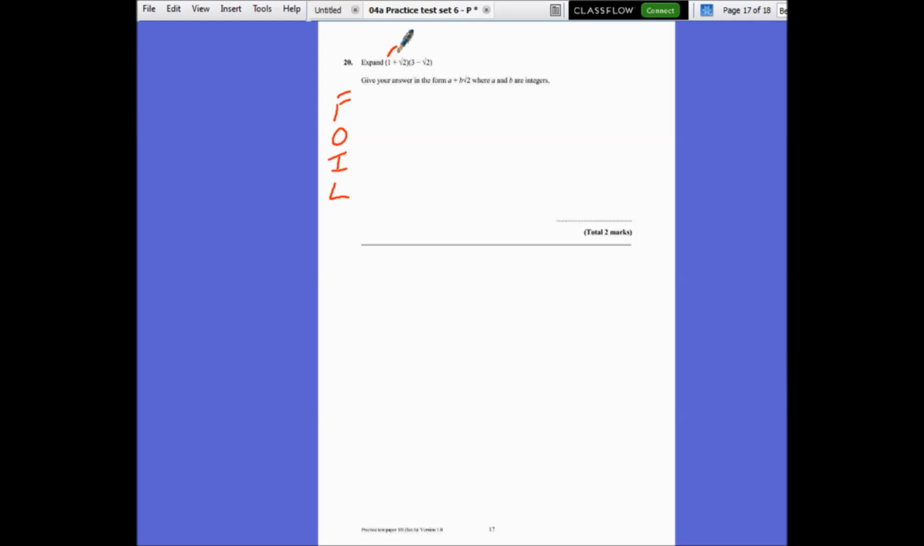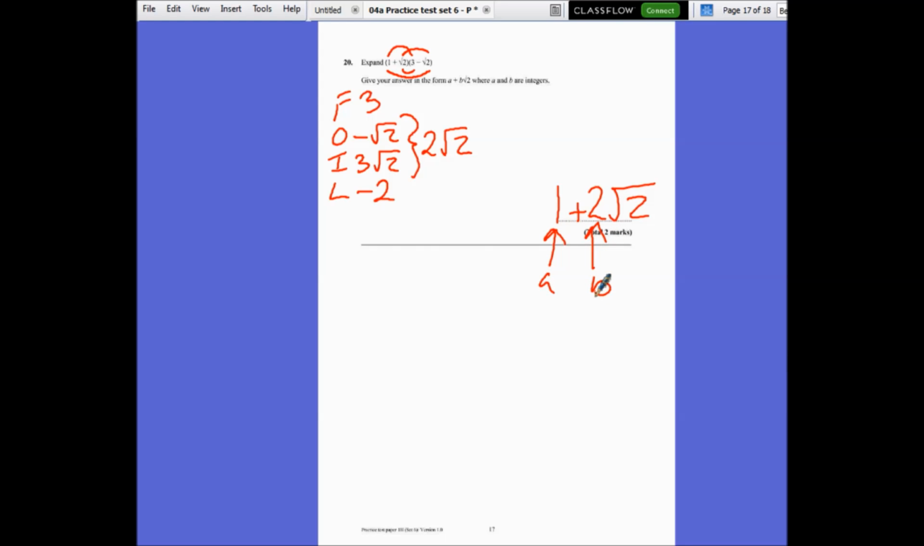So if we do the firsts, 1 times 3 is 3. The outsides, 1 times minus root 2 is minus root 2. The insides, root 2 times 3 is 3 root 2. And then the lasts, we've got root 2 times minus root 2, which will just be minus 2. In the middle, we've got 3 root 2's take away one of them, that would leave us with 2 root 2's. And then we've got 3 take 2 as our whole numbers, 3 take 2 is 1, so that would be 1 plus 2 root 2. And you can see that's in the form where that is a and that is b. So 1 plus 2 root 2 is our answer.